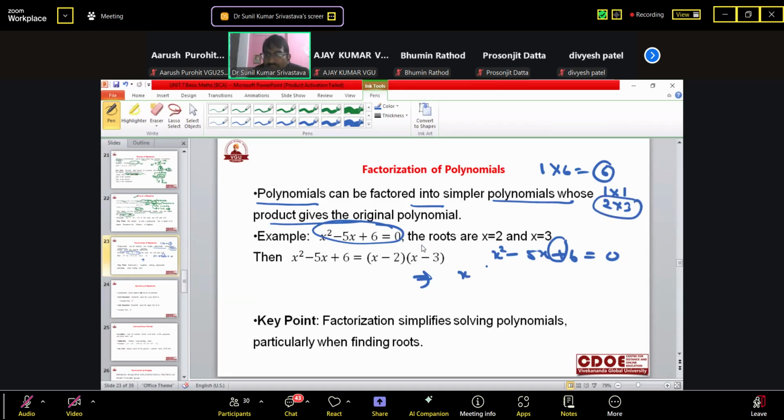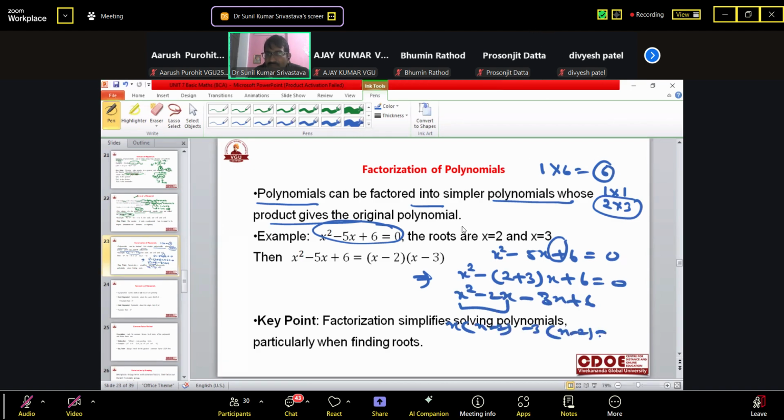So how to write this? x square minus 5x plus 6 can be written as x square minus 2x minus 3x plus 6. Now take the common factor: here x minus 2, and here minus 3.